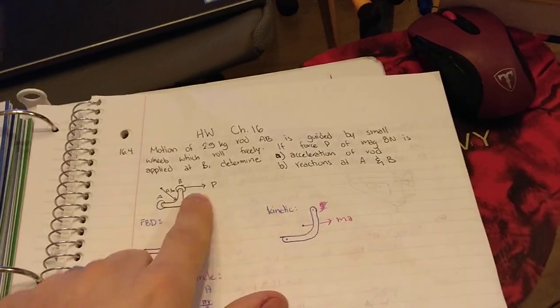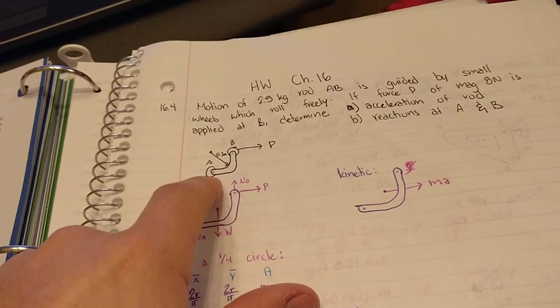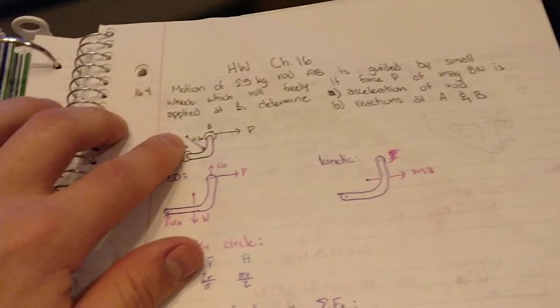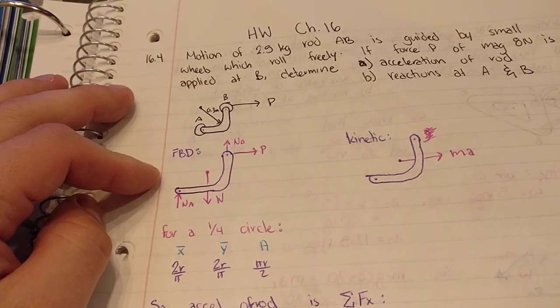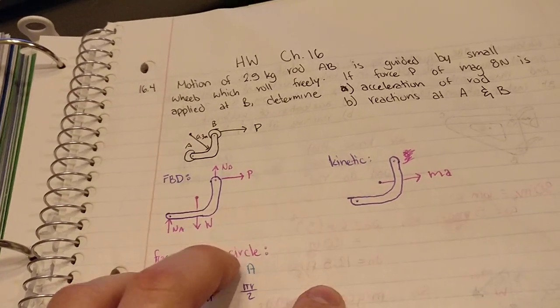So this is our rod. It's a lot smoother than it is here. It's actually a quarter circle, and this is the center point, the radius. So what we do is we're going to have to set up a free body diagram.